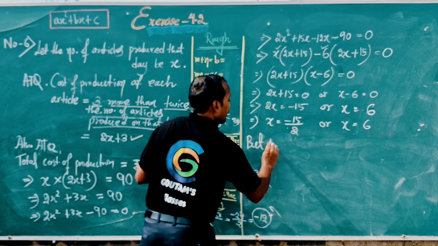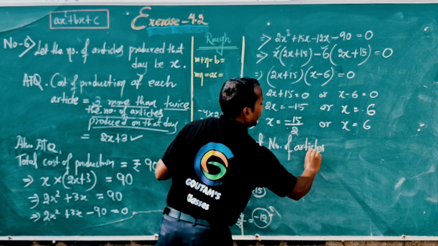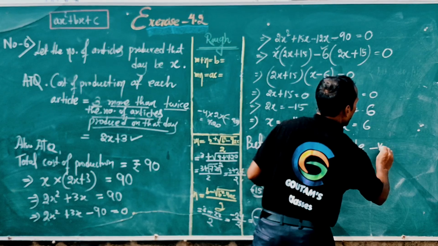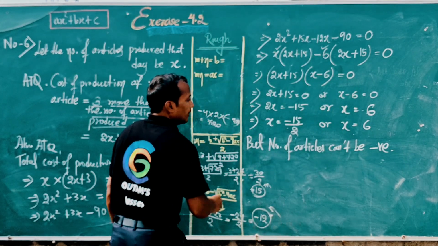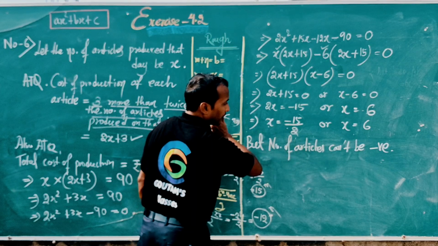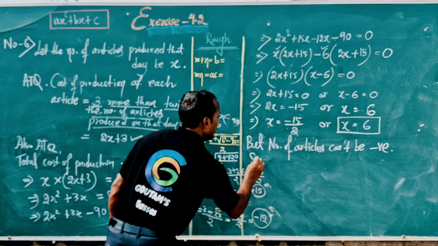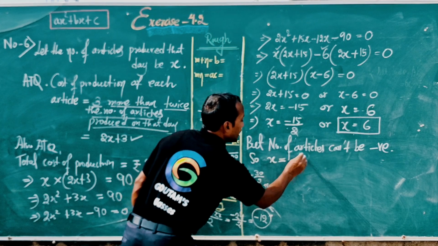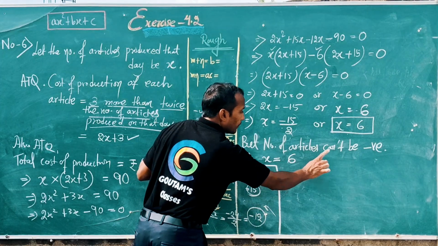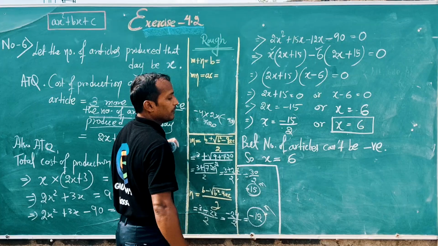But number of articles can't be negative. So this value is rejected. x is equal to minus 15 by 2, it's not possible for this situation. We will accept this particular value. So x is equal to 6, not minus 15 by 2. Okay. So number of articles can't be negative, and that's why we have x is equal to 6, not x is equal to minus 15 by 2.